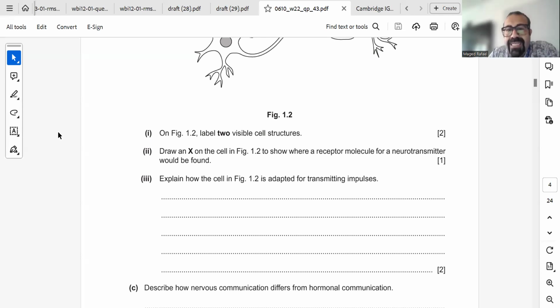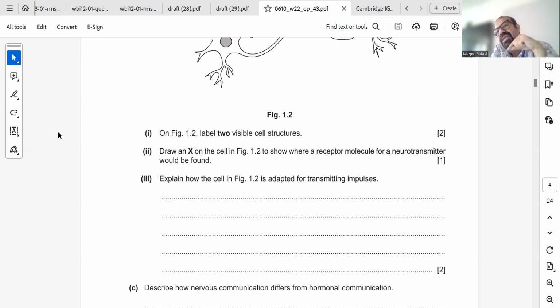So adaptation will happen for this neuron. It has a long axon, and this is to transmit impulses. And it has dendrites. It has a lot of branches to connect the neurons to each other. We can say also, because he did not mention something visible, something you know about a nerve cell, such as what?